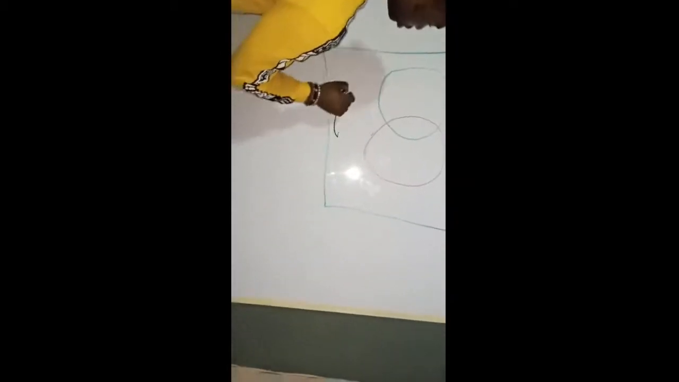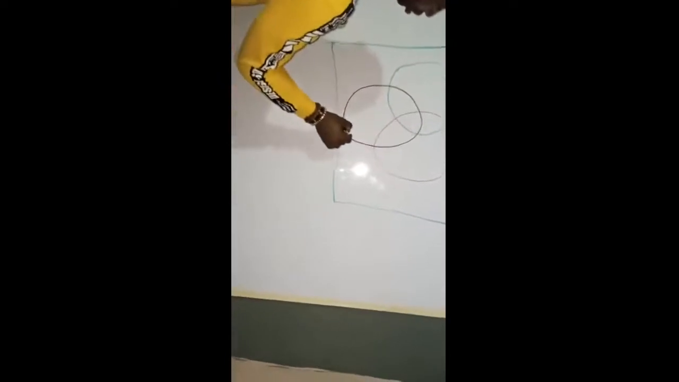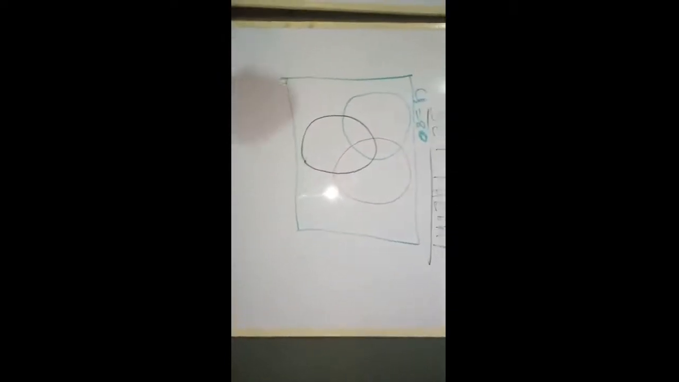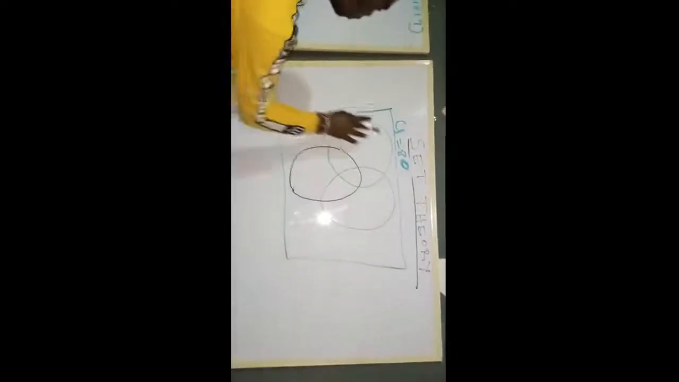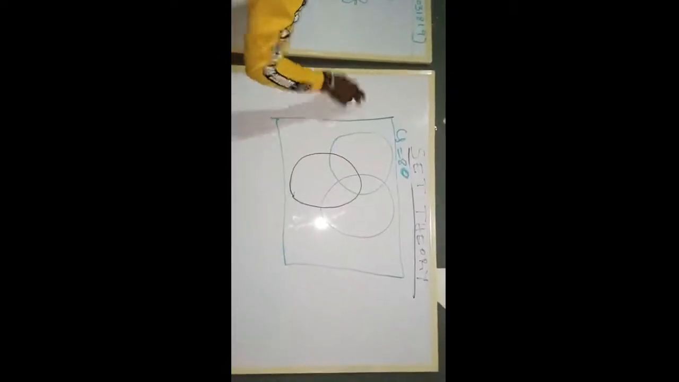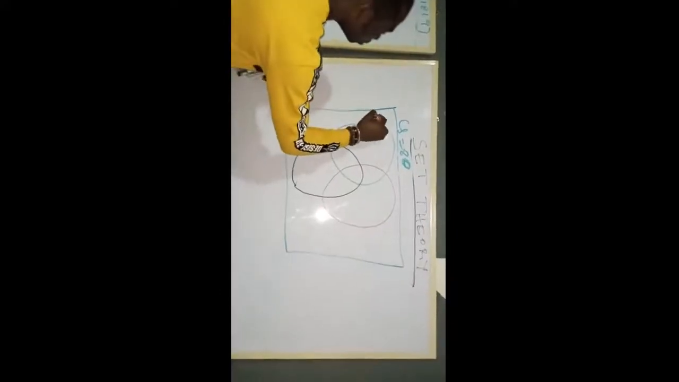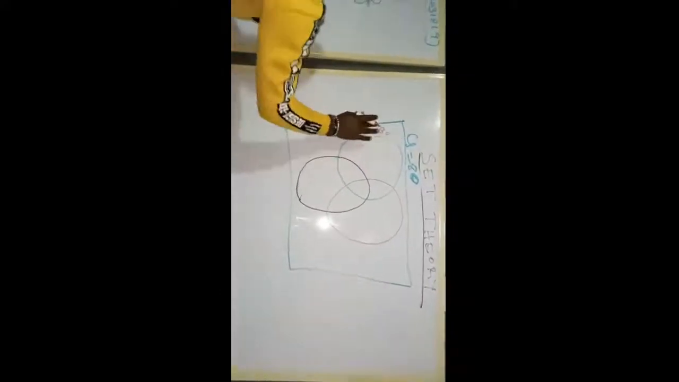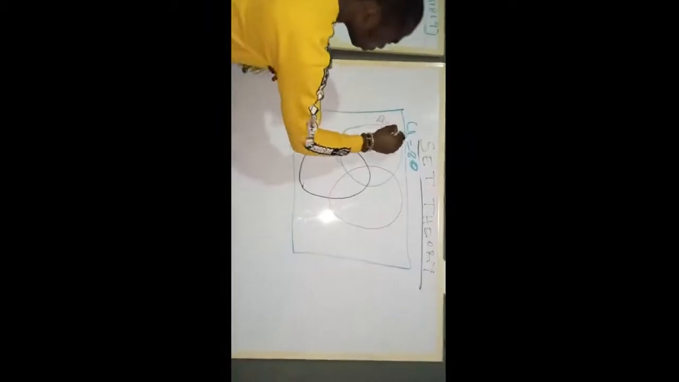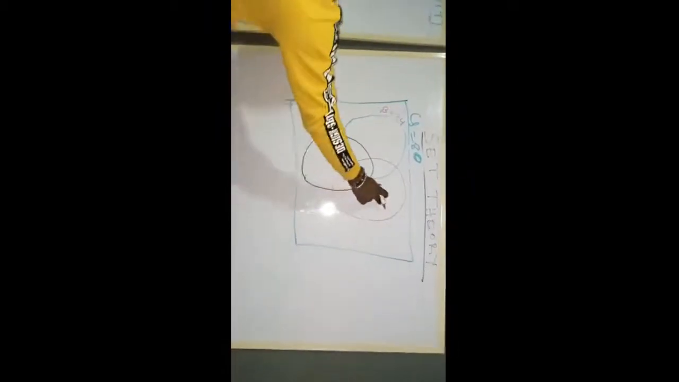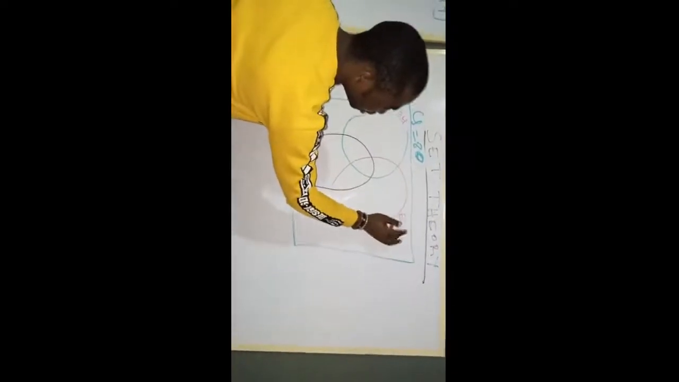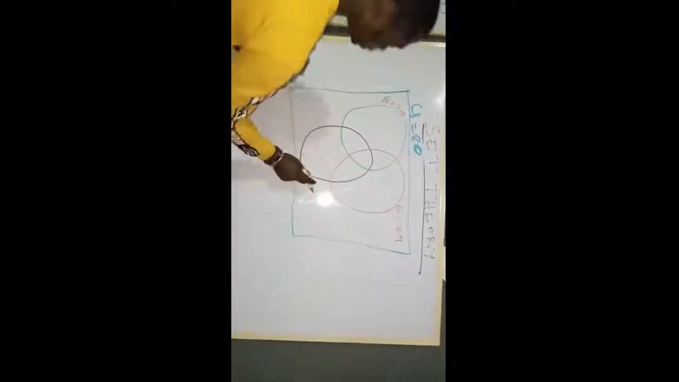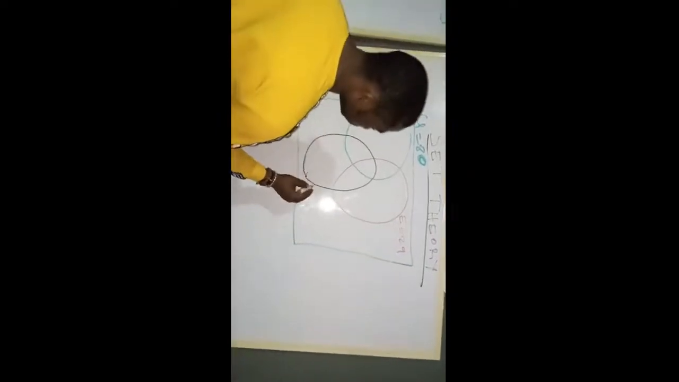Then we said, now you can say that each circle is representing, we have 3 subjects that we are talking about here. We can say this one is Bismarck, which is 34. Then this one is representing economics, which is 29. Then this one is representing accounting, which is 42.